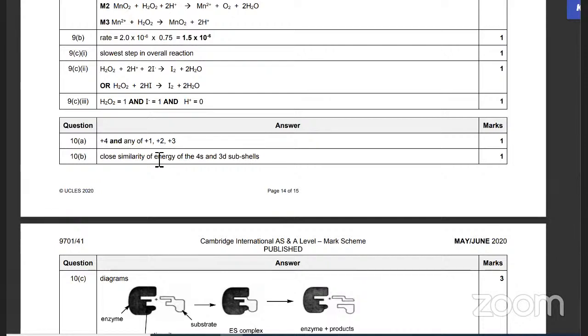Yeah, I think you should use that. But that's why you have a data booklet, right?